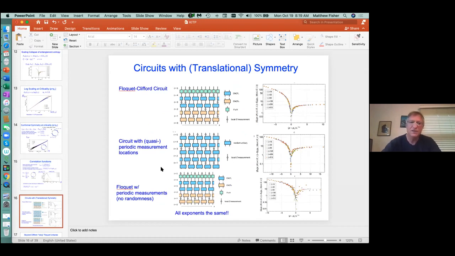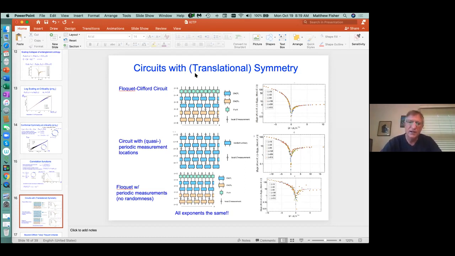So one of the confusing things about this entanglement transition is that there are three types of disorder present. So in the circuit that I've been describing, the three types of disorder are, firstly, there's a randomness in the unitaries that are selected to make up the circuit. The second type of randomness is the locations of the measurements, these open dots. And the third type of randomness is intrinsic to quantum mechanics and is the randomness in the measurement outcome.